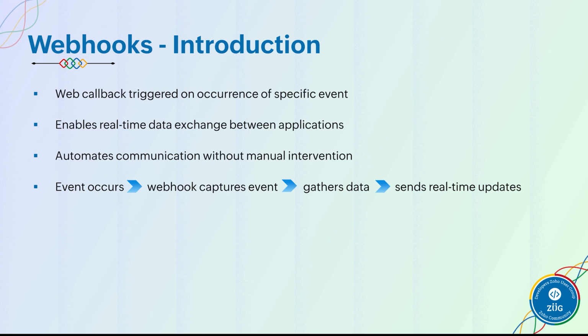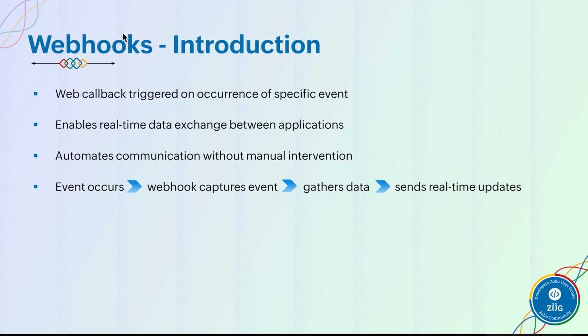So let's consider a scenario. Imagine you are integrating Zoho Books with Zoho Inventory using a custom extension. So now let's say an invoice is created in Zoho Inventory, and if you want Zoho Books to immediately receive and process information about that invoice, then you can achieve this using the webhooks option.